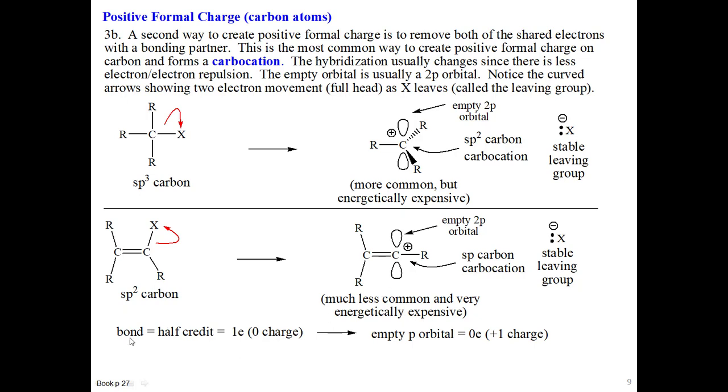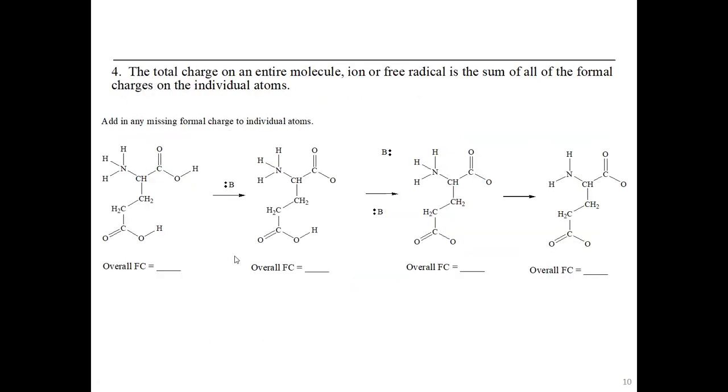So in this case, we had a bond where the carbon got half of the credit, so 1 electron credit for its zero formal charge. But then when we took that electron away with this stable leaving group, then it lost that credit, and so it went to a plus 1. Okay, so that's another way that you can make positive charge.